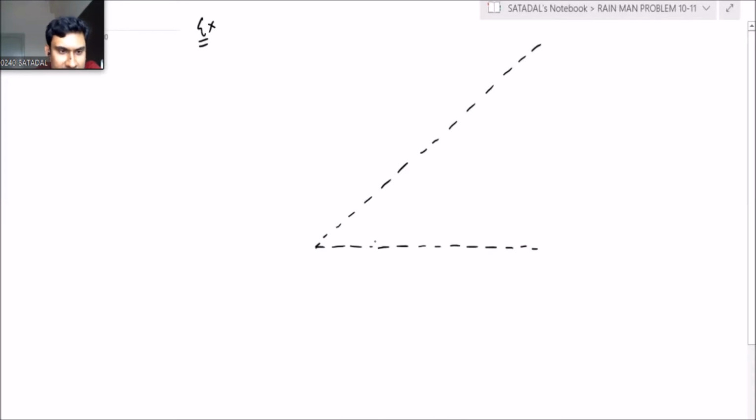So this is the inclined plane. You know, this angle is 37 degree.